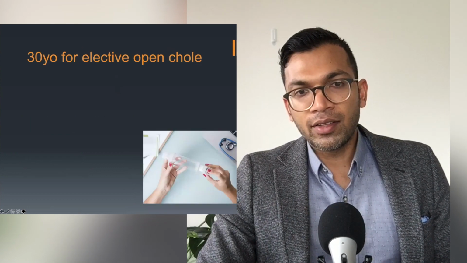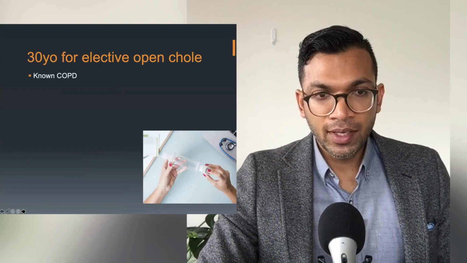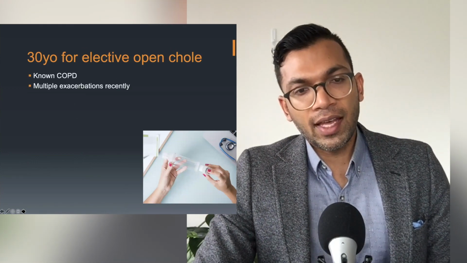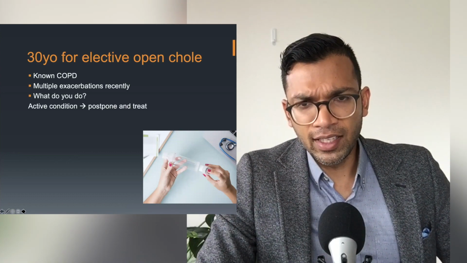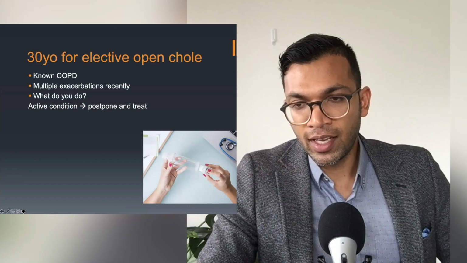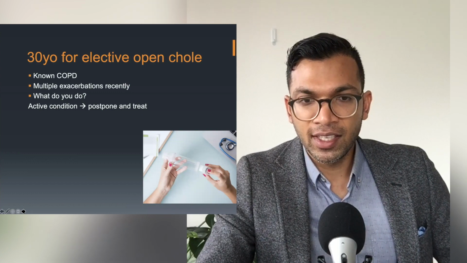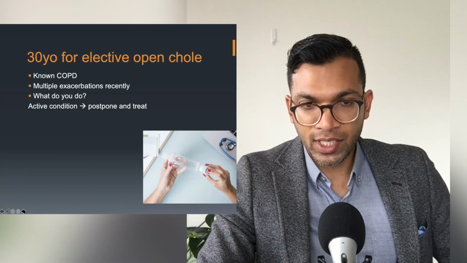Think about a 30-year-old for an elective open cholecystectomy with known COPD, multiple exacerbations recently. And what do you do for this? So this is now an elective operation. It's an active condition, so I'd postpone and treat. Active conditions, again, the expert consensus would suggest that you want to optimize these as best as you can if you've got time to do so.